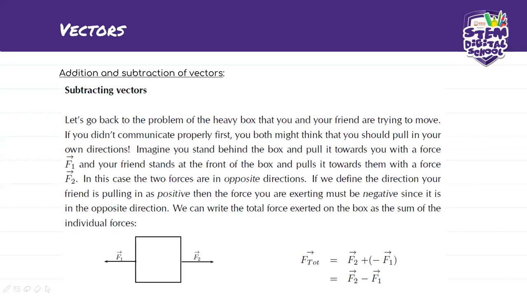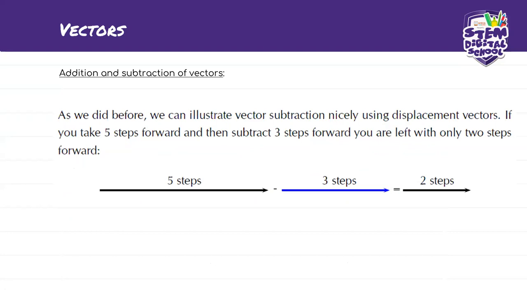So, as we did before, we can illustrate the vector subtraction nicely using displacement vectors, okay? So if you take 5 steps forward and then subtract 3 steps forward, you are left with only 2 steps forward. So which means that now it's going to be 5 minus 3, and that's going to give you 2 steps, okay? So it's going to be 2 steps. So if, for example, they said maybe this one was 3, and this one was 5, and you said 3 minus 5, it was going to be minus 2 steps, so which means in the opposite direction, okay?